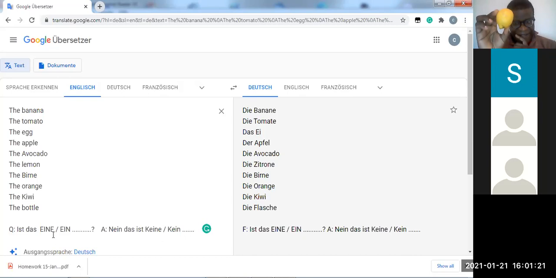Das ist Zitrone. Okay, I want you to use the article eine or ein. Das ist ein Zitrone. Sehr gut. Das ist eine Zitrone. Sehr gut. Wunderbar. Perfect. So you're just playing around with the article; it is controlled by what is in front of it. Wonderful.